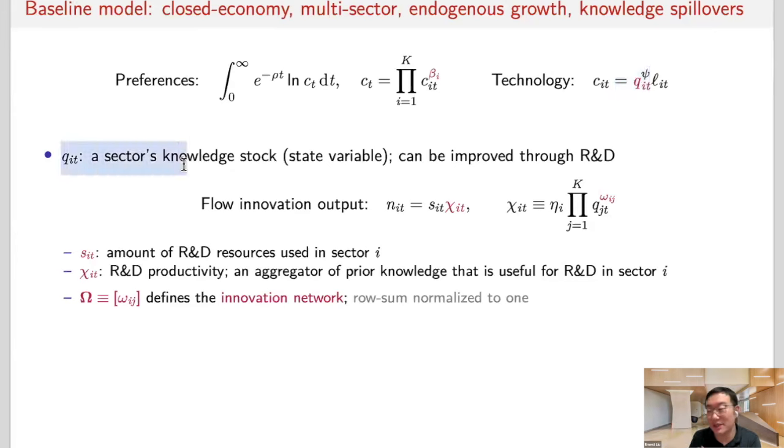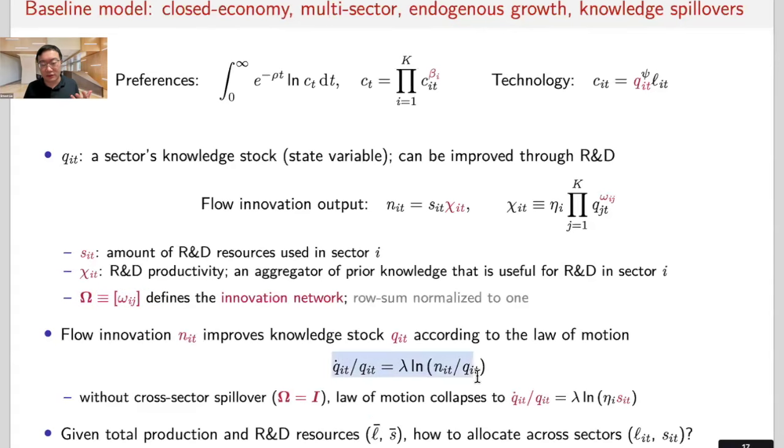So this knowledge can be improved through R&D, and this is the innovation production function. At any given point in time, Q is the stock or the state variable. The flow of new innovation is the product between how much resource we spend on innovation in that sector and the innovation efficiency in that sector. The innovation efficiency in a sector depends on some exogenous component, but also endogenously on the level of knowledge in all other sectors of the economy. Omega ij captures how important technology J is for sector I's knowledge. And the collection of these omegas is what defines an innovation network.